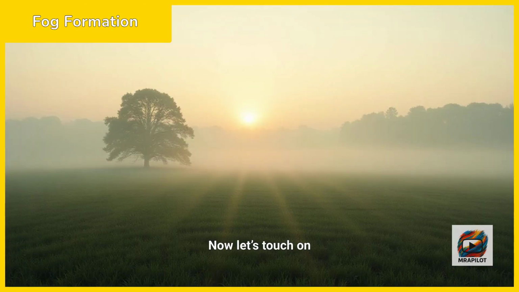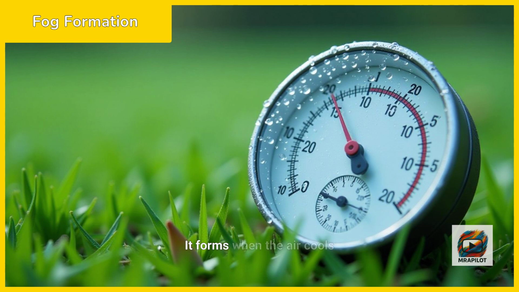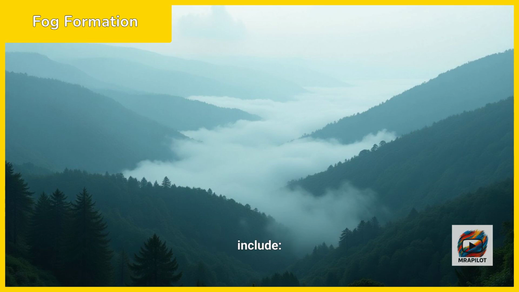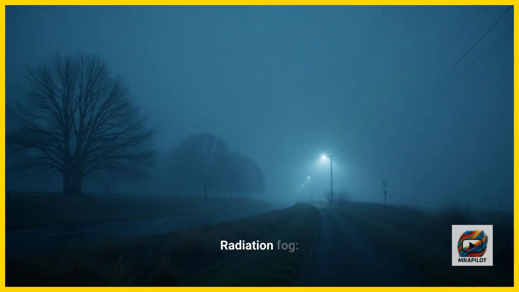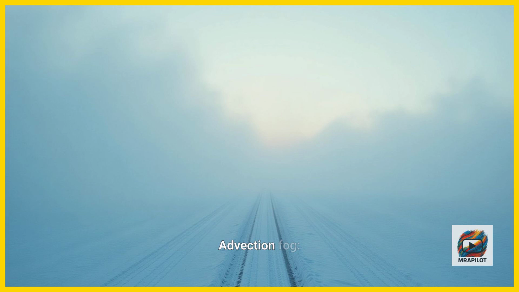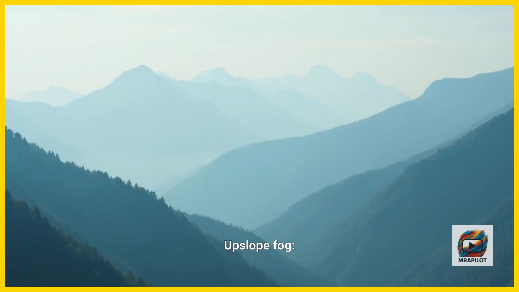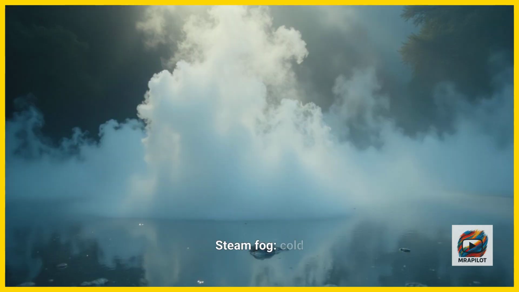Now let's touch on fog, a cloud on the ground. It forms when the air cools to its dew point at the surface. Fog types include radiation fog, clear, calm nights. Advection fog, moist air over a cold surface. Upslope fog, moist air lifted over terrain. Steam fog, cold air over warm water.